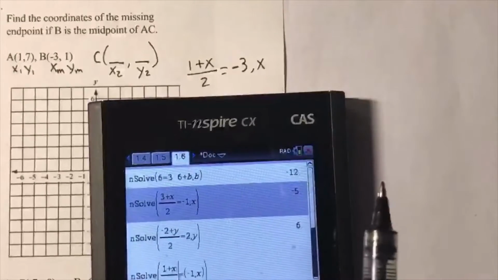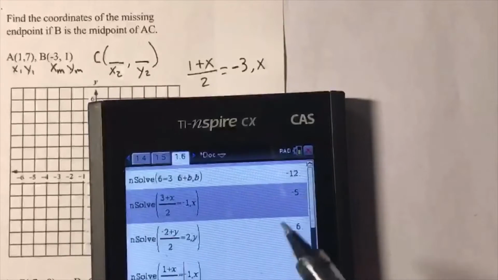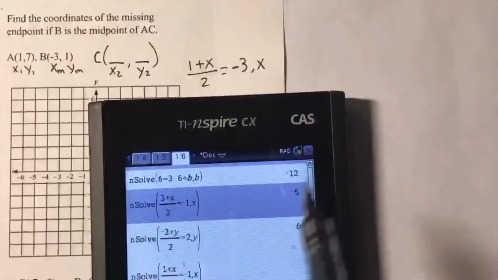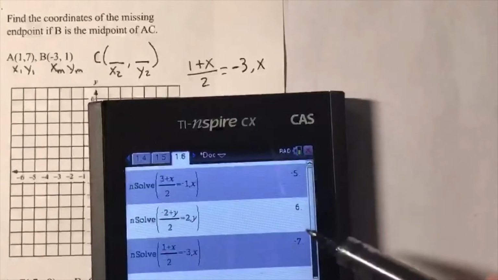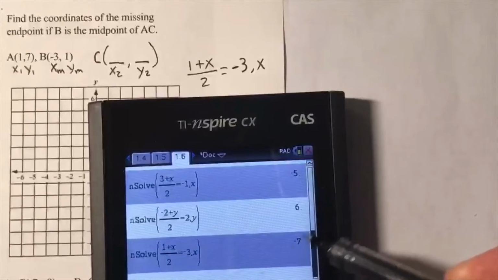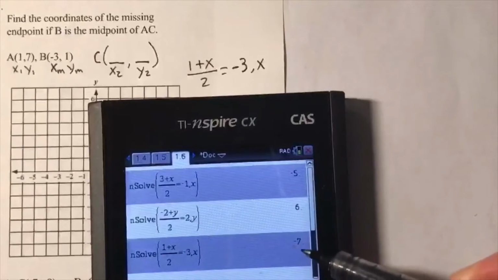So then I go over here, and I don't know why I put that parenthesis there. I already have a negative, so I'm just going to take off the 1 and put a 3. Now, -7. So x is -7.